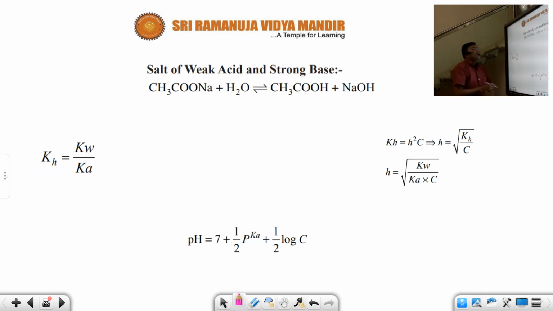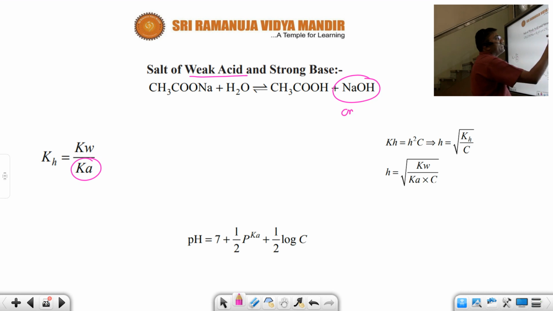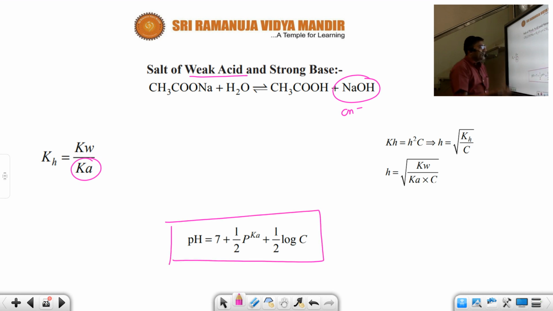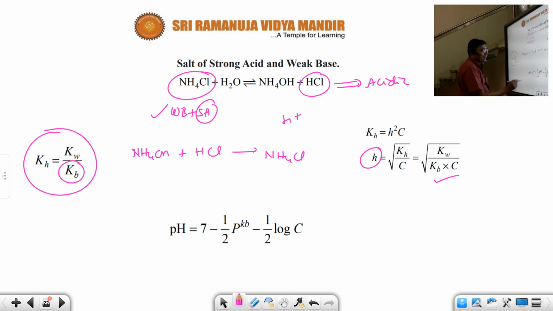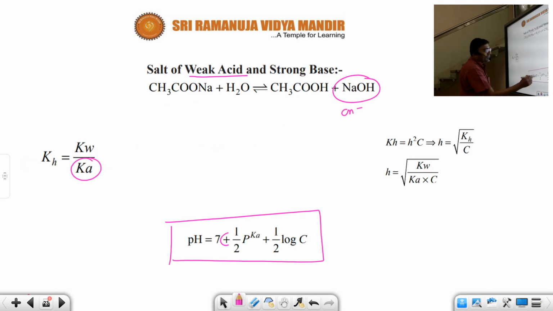Similarly, let us see the salt of a weak acid and a strong base. Here, as you got a weak acid, Kh is equal to Kw by Ka. And what is the net output? You get the OH minus ion concentration, then you convert into H plus ion concentration, and you get pH is equal to 7 plus half pKa plus half log C. In the other case, remember, students, it is 7 minus half pKb, because the base is weak, minus half log C, but in this case both are plus values, pKa plus log C.